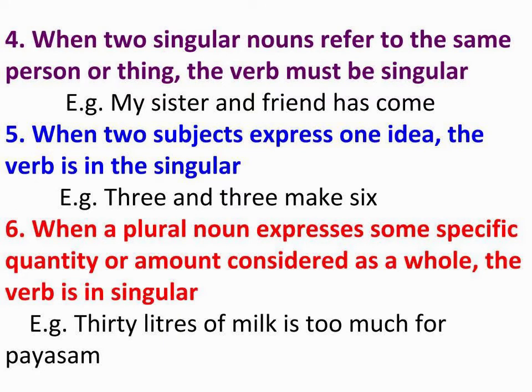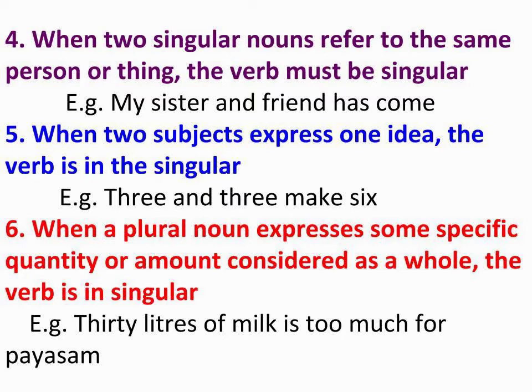Fourth, when two singular nouns refer to the same person or thing, then the verb must be singular. My sister and friend, that means my sister, she is also my friend, has come. Another thing you can see: bread and butter is my only breakfast.